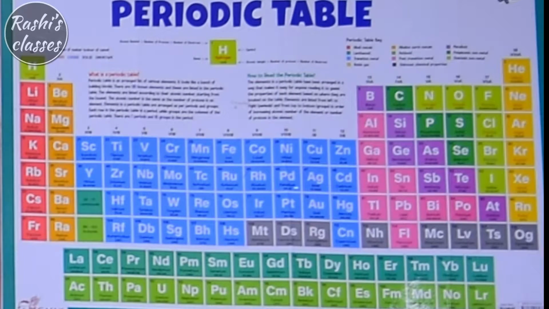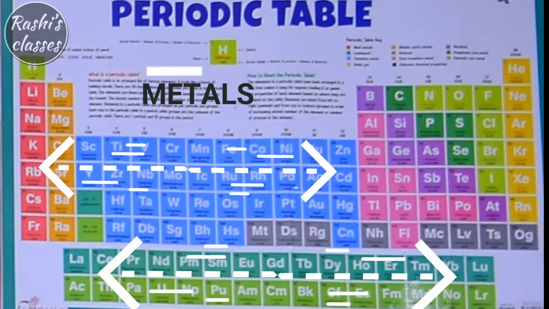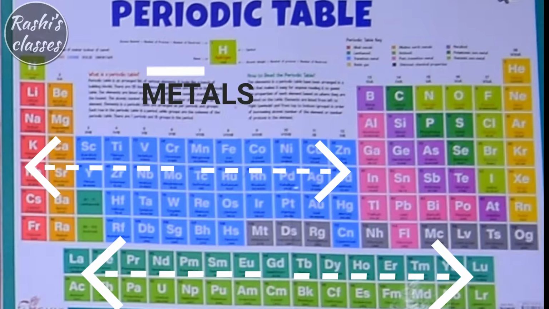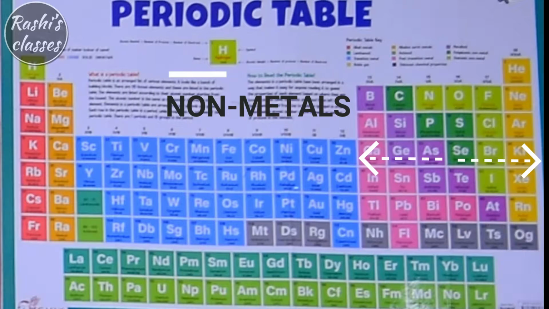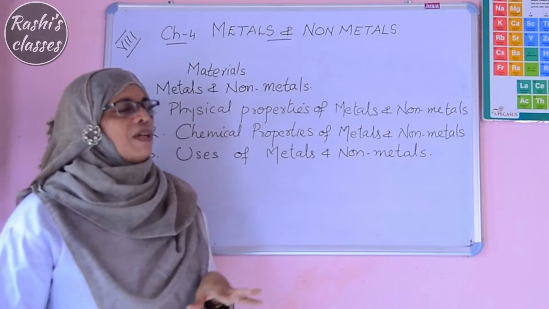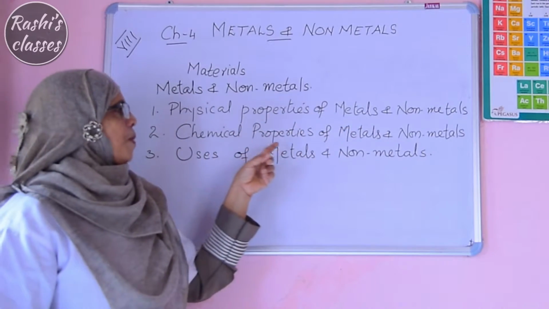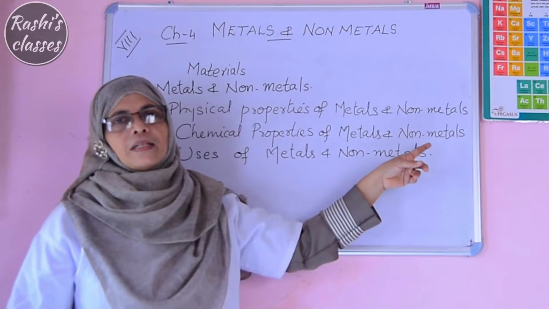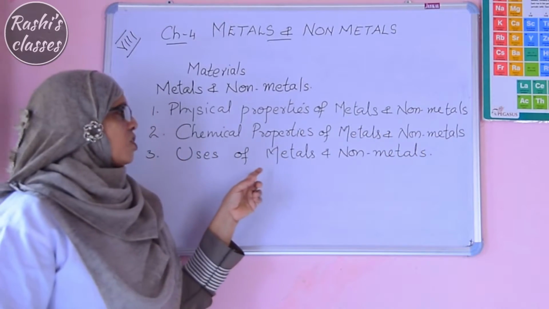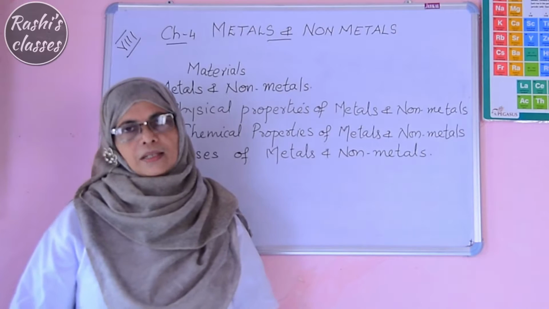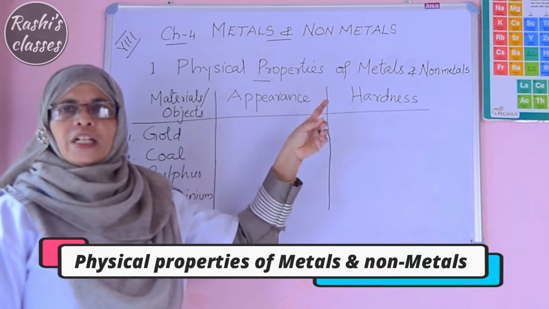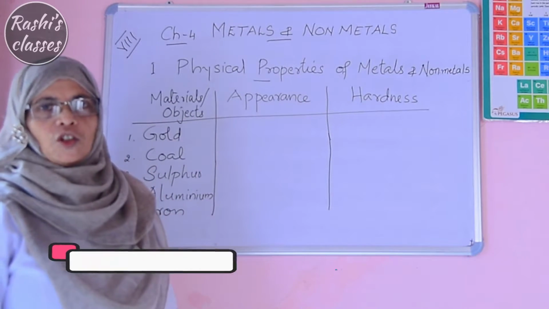This is a periodic table. This you will study in 10th standard. In this you can see most of the elements are metals. Only a few are non-metals. In this chapter we will study physical properties of metals. Second one, chemical properties of metals and non-metals, and uses of metals and non-metals. First, physical properties of metals and non-metals.